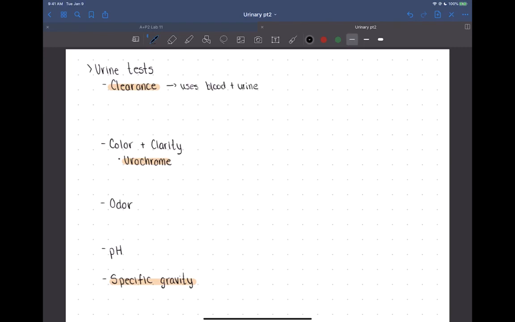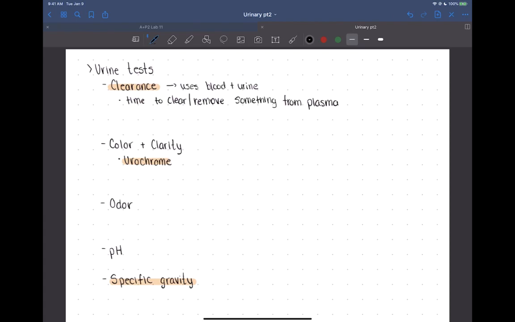Okay, and it tells you the time to clear or remove something from the plasma, from the blood. And so usually it should take maybe like a minute to clear something.